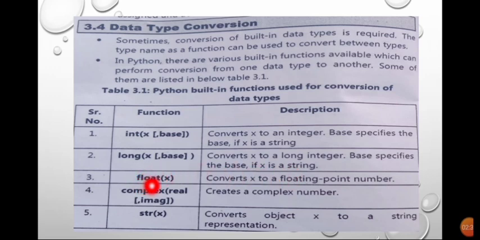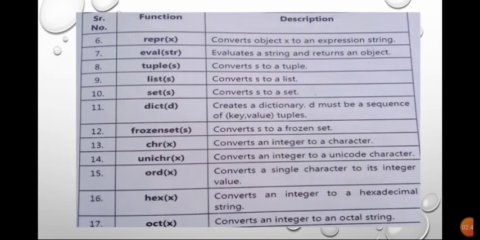str(x). What do you mean by this? It converts object x to a string representation. So whatever the object x may be, it can be converted into a string representation. Okay. The next one is repr(x). It converts object x to an expression string. Get it?